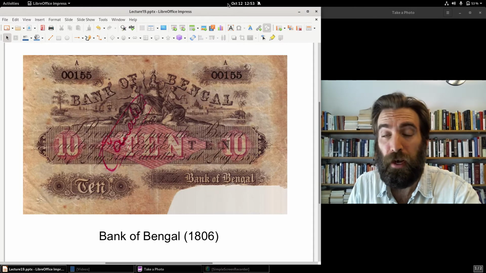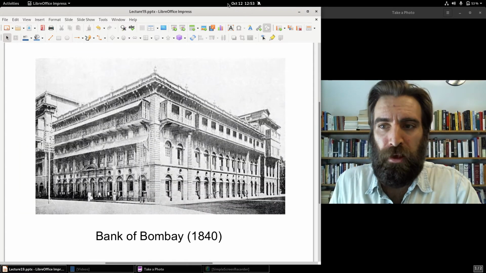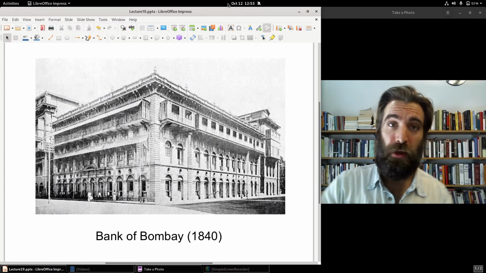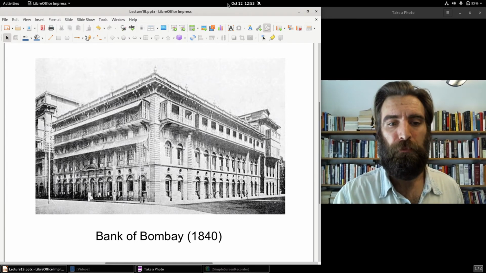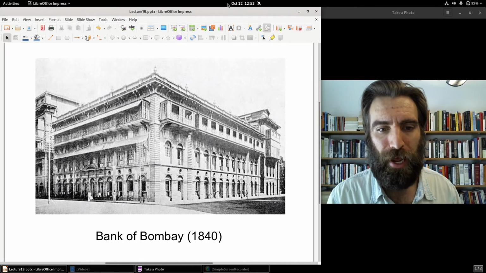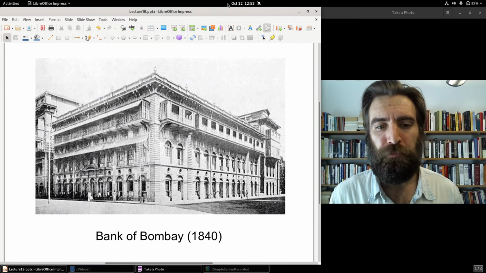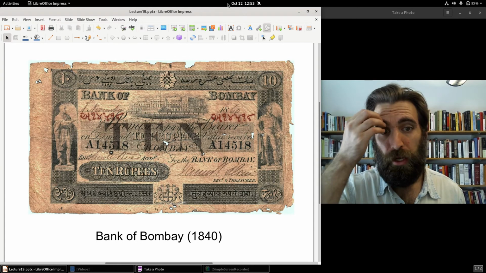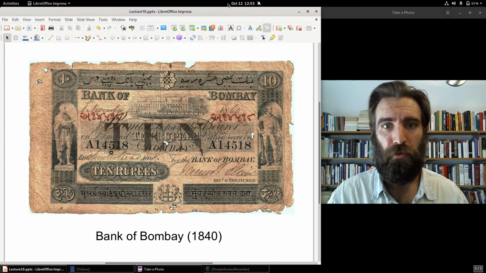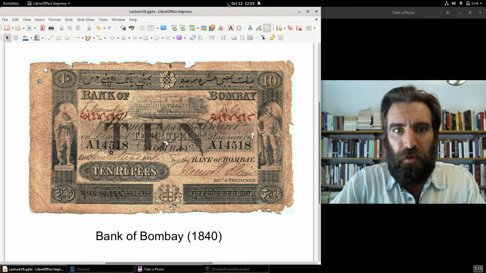Then in 1840, on the western coast of India, along the Arabian Sea, the Bank of Bombay is founded. Bombay today is called Mumbai. And this bank, too, issued notes. Here's a 10 rupee note, or the Bank of Bombay.